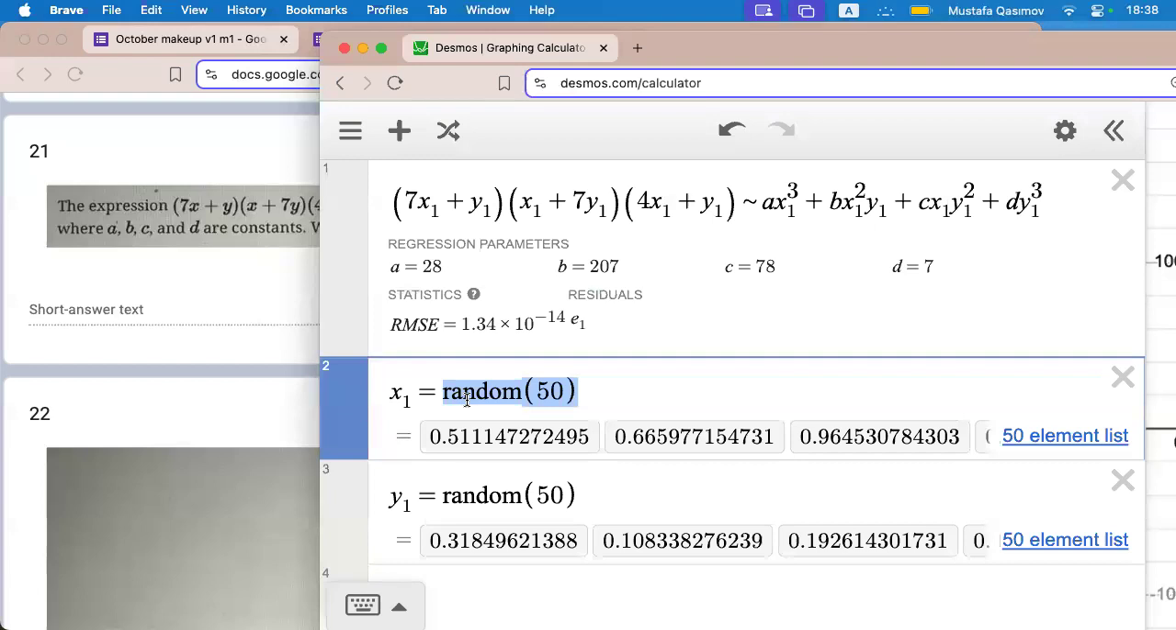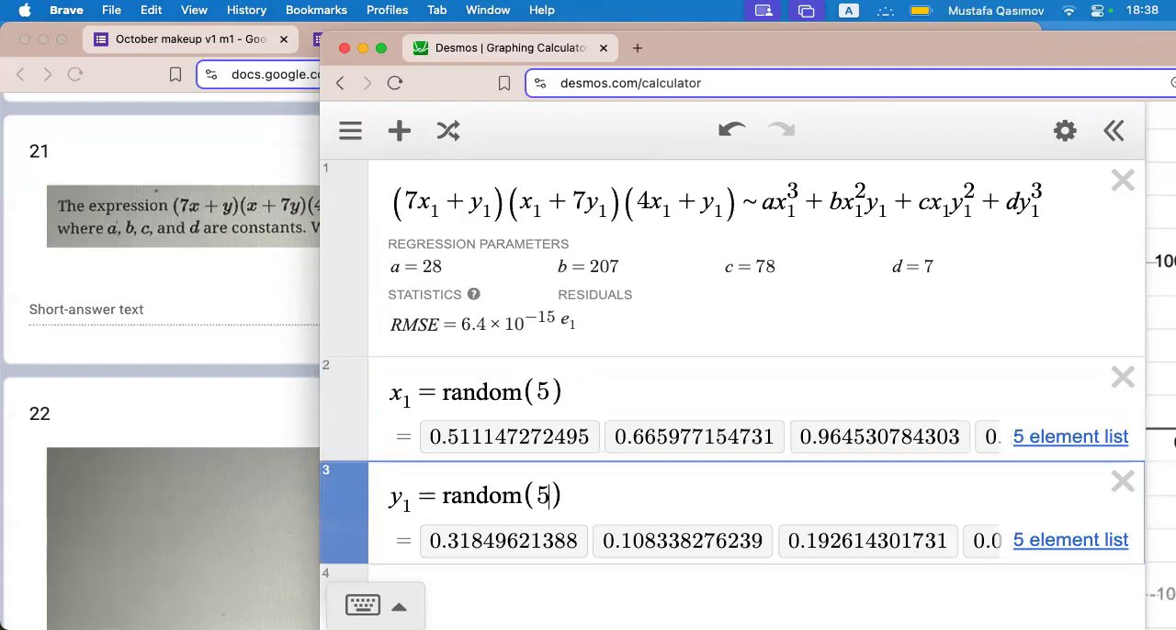Then we have to write here random like this. x1 is equal to random 50 numbers. y1 is equal to random 50 numbers or 5 numbers. It's also okay. Then we will get the values of A, B, C, D automatically.